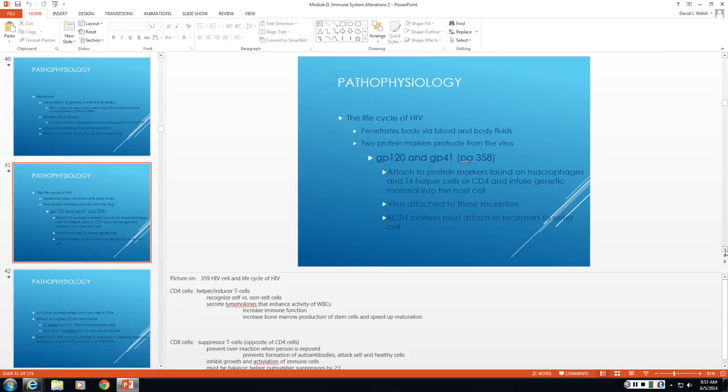So let's look at the life cycle. On page 359, there's a picture of an HIV cell and the life cycle of HIV. Basically, the virus penetrates the body via the blood and body fluids. There are two protein markers that protrude from the virus, GP120 and GP41. They attach to protein markers found on macrophages and T4 helper cells, or CD4, and infuse genetic material into the host cell. Both markers must attach to the receptors to enter the cell.